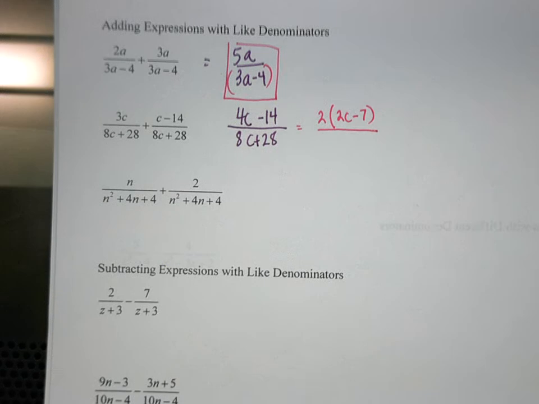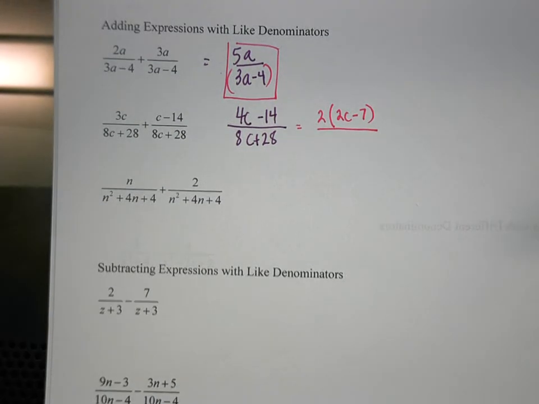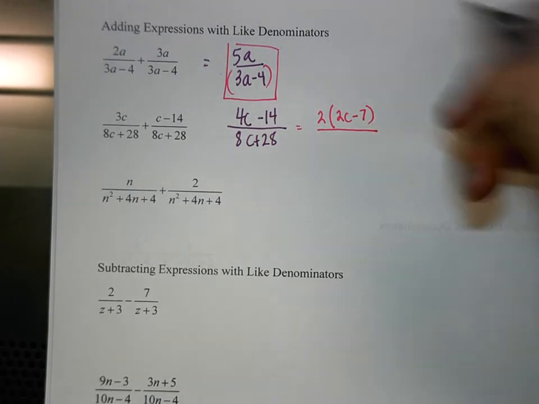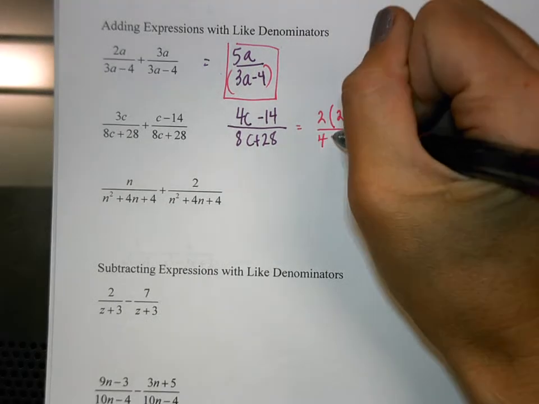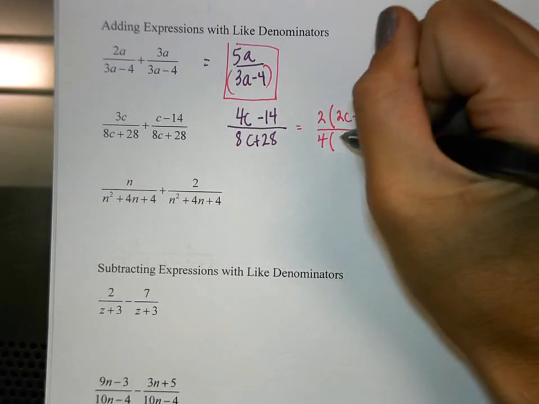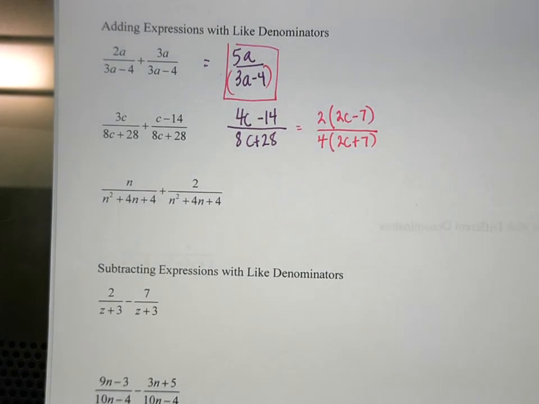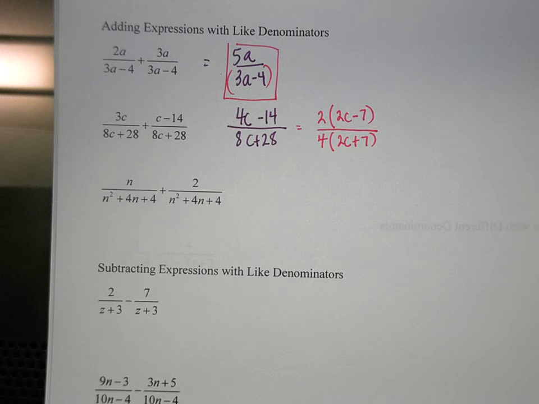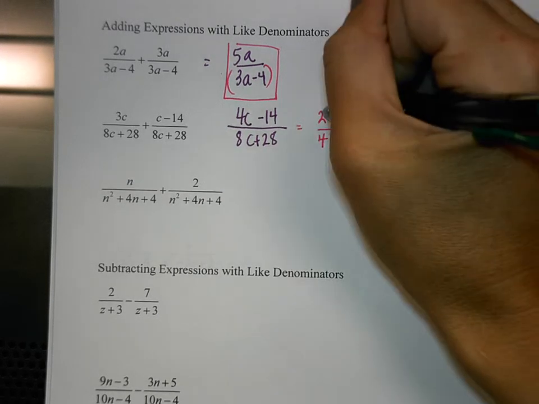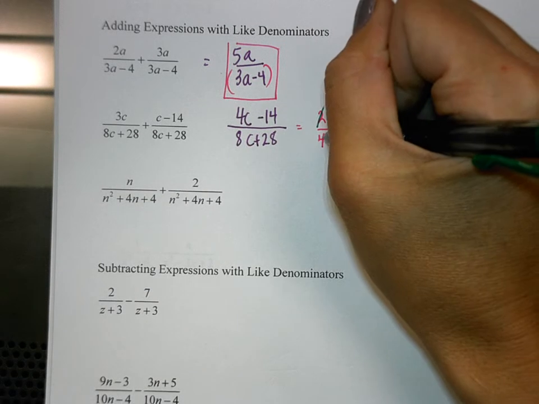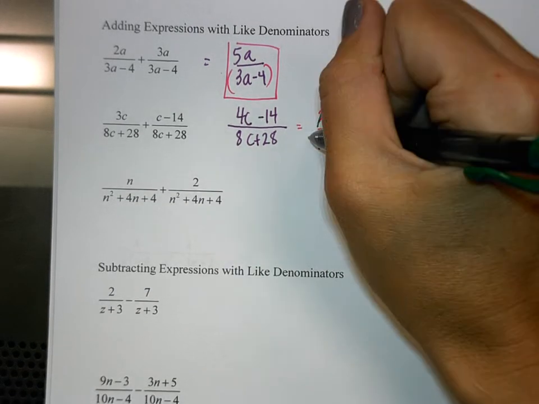Can I factor anything out of the denominator? Good, a 4. And when I factor out a 4, what am I left with? 2c plus 7. Okay, do we notice anything that can reduce? The 2 and the 4. 2 divided by 2 cancels out, and 4 divided by 2 makes this a 2.